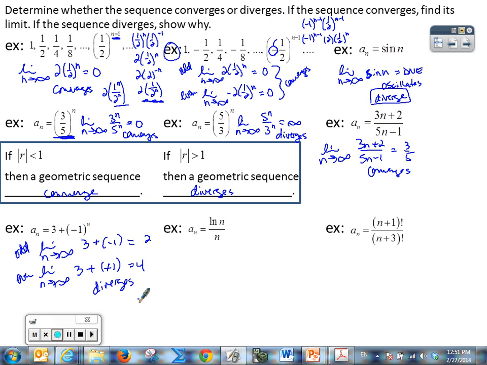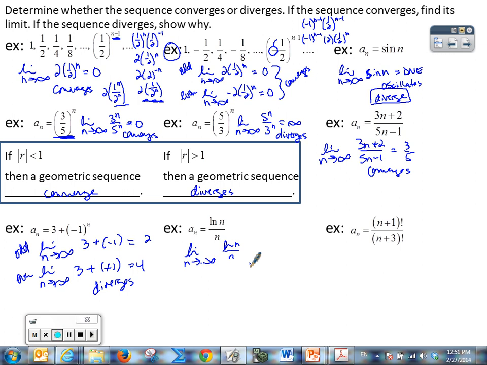All right, let's look at this one. The limit as n goes to infinity of ln n over n. A couple of different ways you could do this one. You could do it by L'Hopital, because it's infinity over infinity. If we did it by L'Hopital, it would be the limit as n goes to infinity of (1 over n) over 1. What would that tend to? 0.